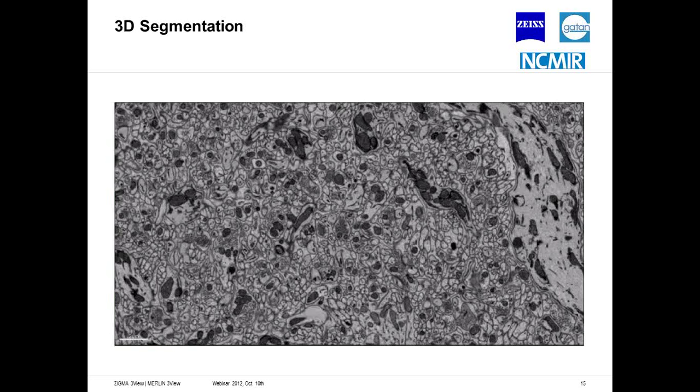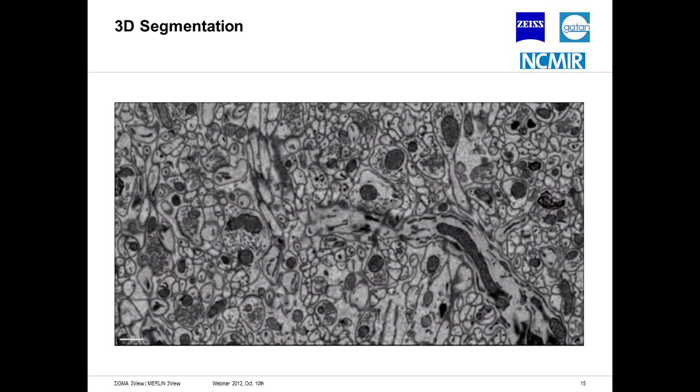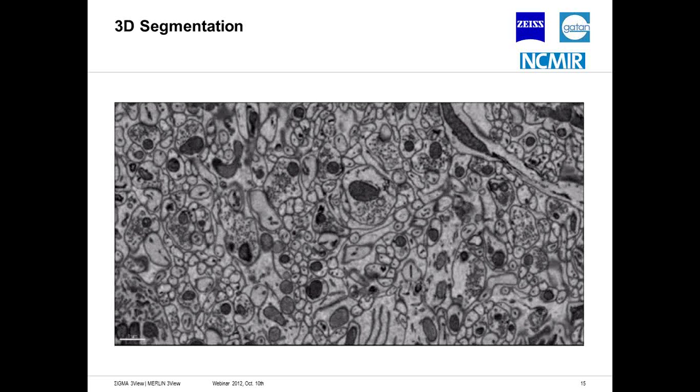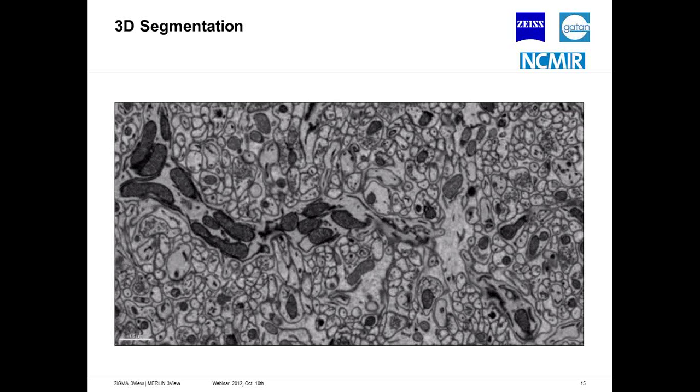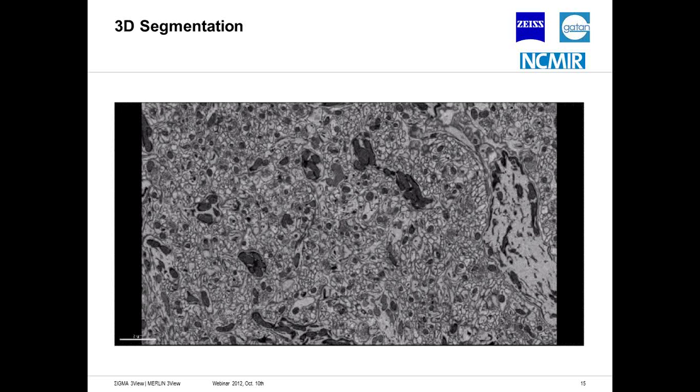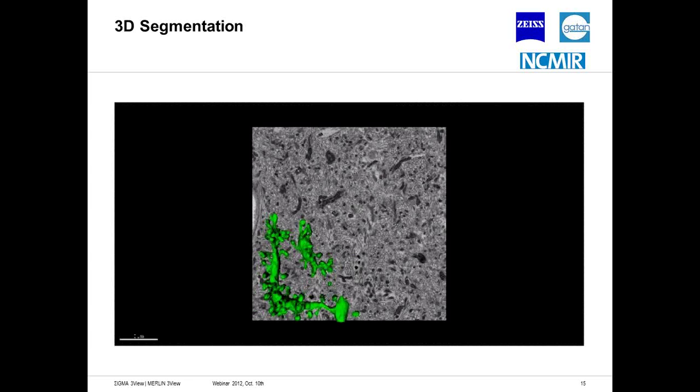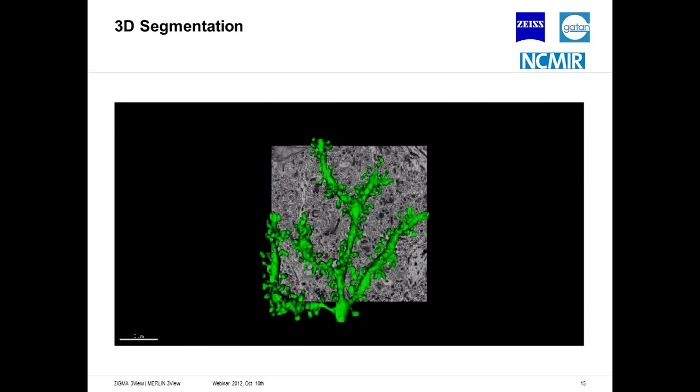But the real difficult part is actually creating that 3D model. People are working on automated segmentation algorithms, but in this particular case, we went out and retraced this portion of the dendrite by hand to create this beautiful 3D model.